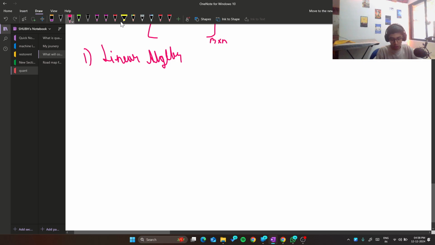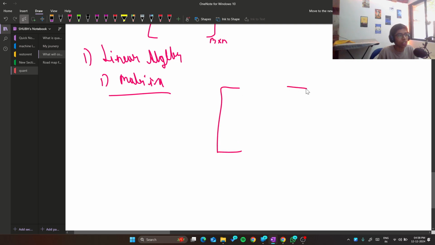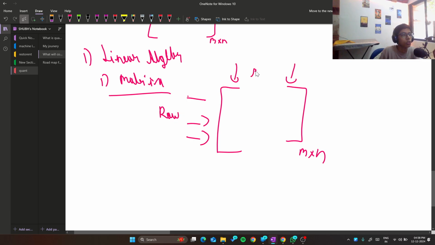The most important topic in linear algebra is matrices. Everyone has learned about matrices in school, so let me cover it fast. A matrix is writing data in the form of m by n. Here we will write the row entry and here it will be the column entry, like 2 3 4 5 6 7 8 9 10.